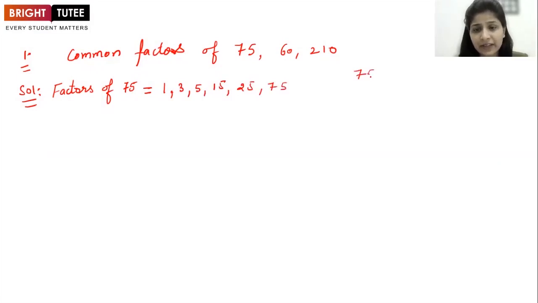Basically, if I revise that concept, we start with 1 and 75. 2 will not give us 75. 3 will give us 3 multiplied with 25. So how do we get the other one? You divide 75 by 3, so you get 25. So 3 into 25 is 75.